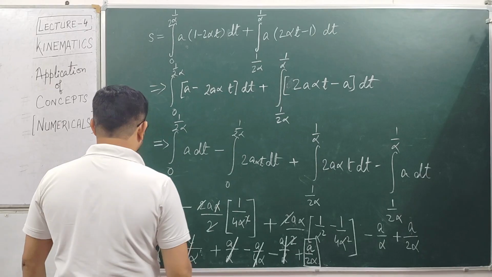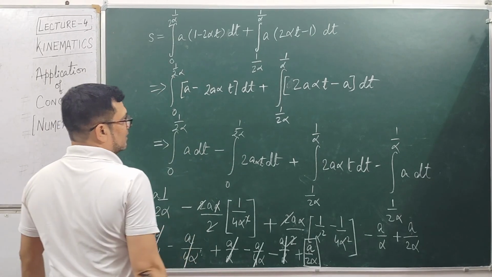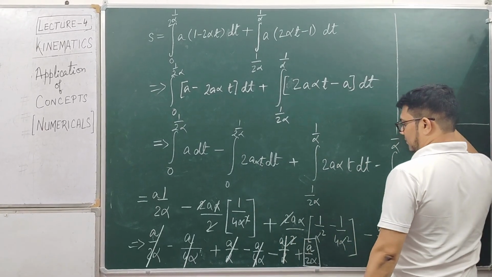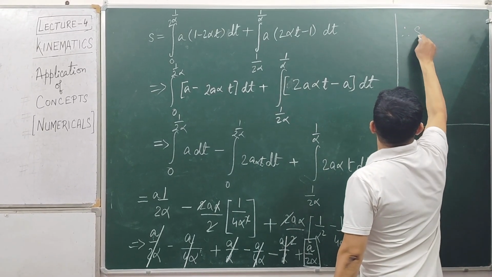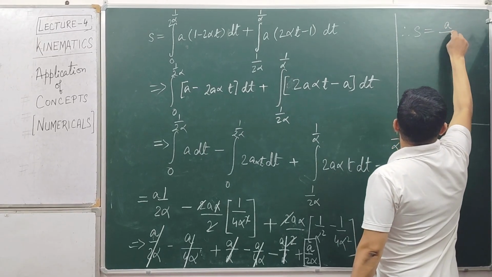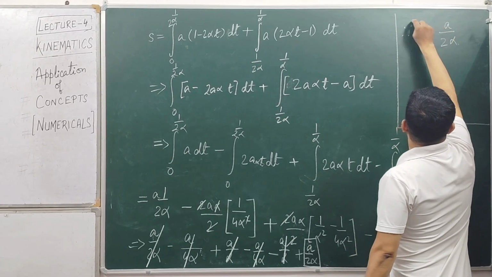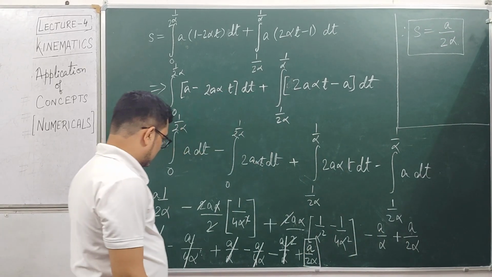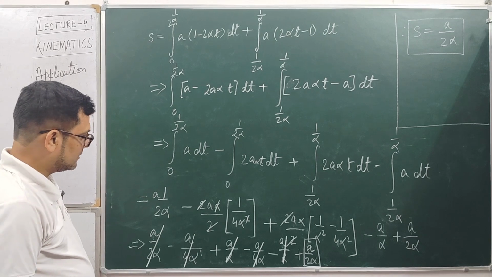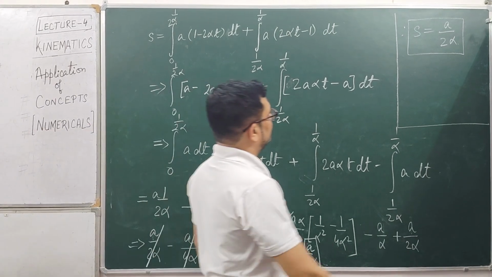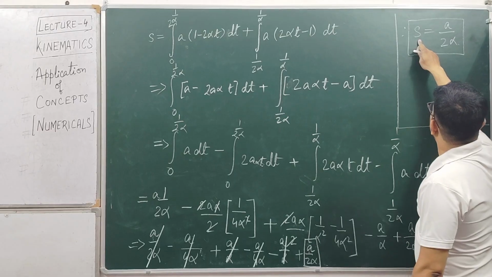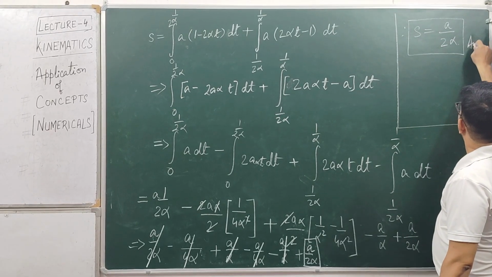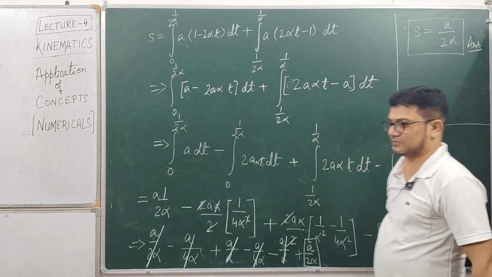So as a conclusion, I'm writing it here, we get S is equal to a by 2 alpha. This is what we get in the last, everything else gets cancelled out. So we are remaining with these terms, S is equal to, which is the total distance, S is equal to a by 2 alpha. This is the answer for the third part of the question.